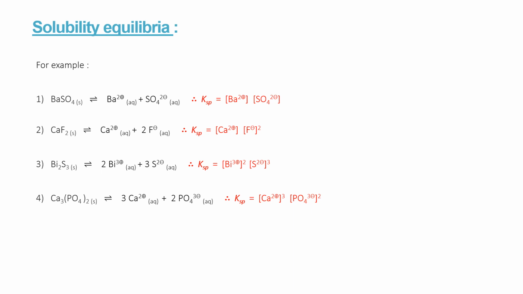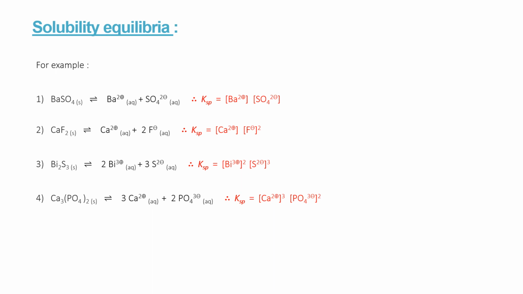The fourth example is calcium phosphate. Calcium phosphate dissociates as 3 Ca2+ and 2 PO4 3-. The solubility product for calcium phosphate is the concentration of Ca2+ raised to 3 into the concentration of PO4 3- raised to 2.